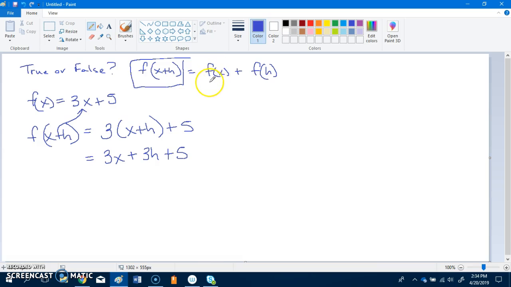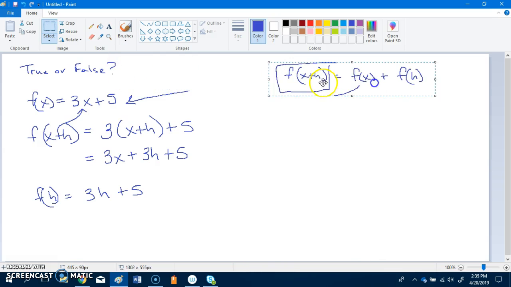And now I already have f of x, that's this part here, and now I need to do f of h. So f of h is just substituting h in for wherever there was an x. So 3h plus 5. And now I'm just going to move this over here. I'm going to see if these two will equal out.